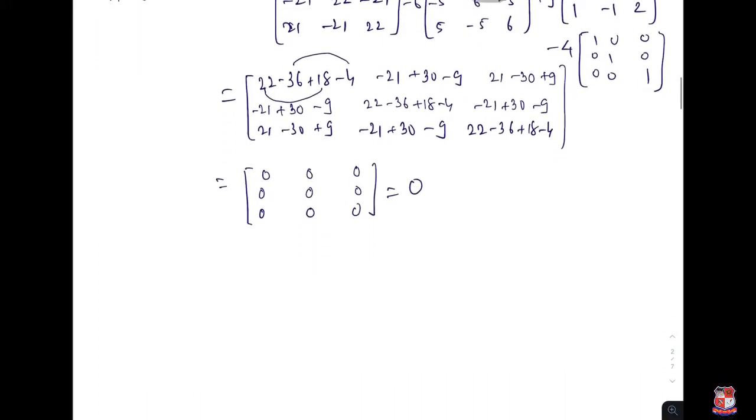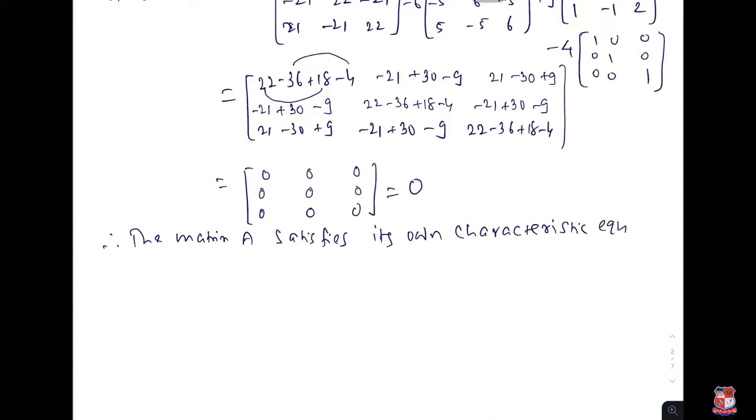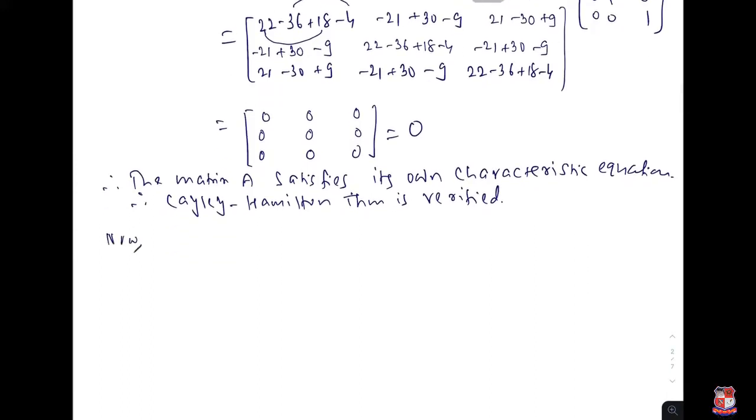So therefore matrix A satisfies its own characteristic equation. So therefore Cayley-Hamilton theorem is verified. Now we want the inverse.